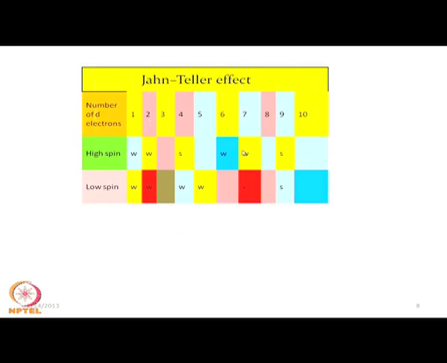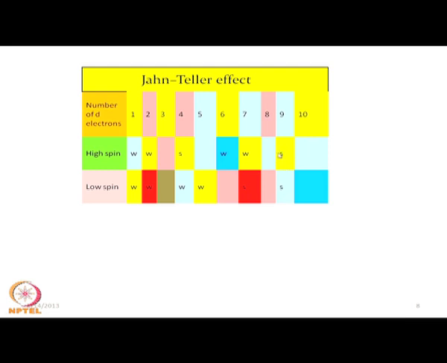So, what we see for the different d electrons, starting from the D1 system to D10 system, is that we have two situations. We already know that if the geometry is octahedral, we have the high spin situation and the low spin situation. And just now we are discussing the D4 system, and this is the corresponding copper.